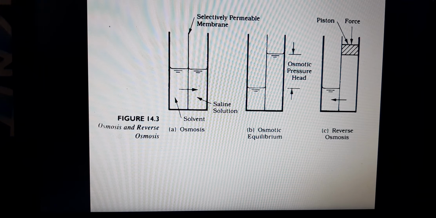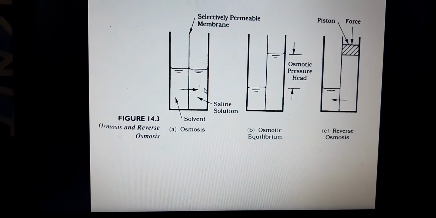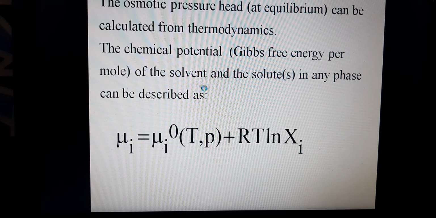Okay, this is the picture of osmosis and reverse osmosis. This is the actual osmosis, and as we know, there is the osmotic pressure head. Here is the piston, and if you apply force on this piston, the solute will pass in the low to high direction, but in the osmosis process, it passes in the high to low direction. So this is the difference in reverse osmosis.